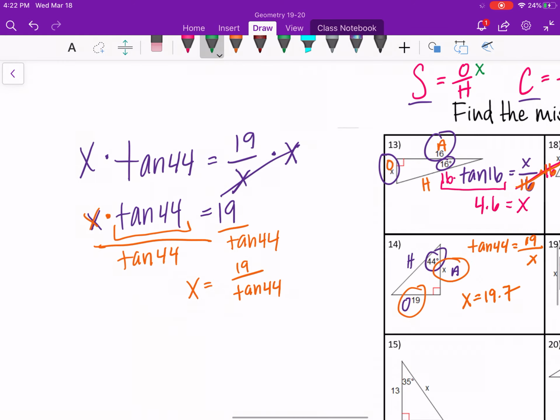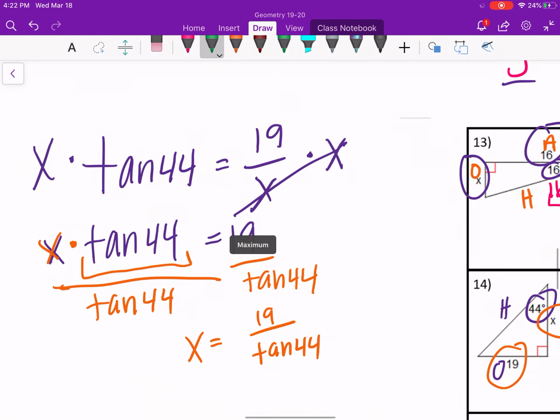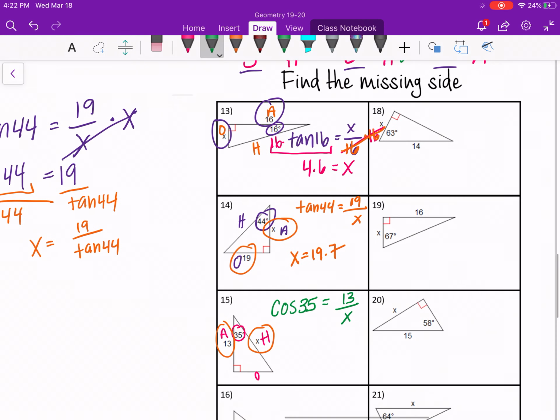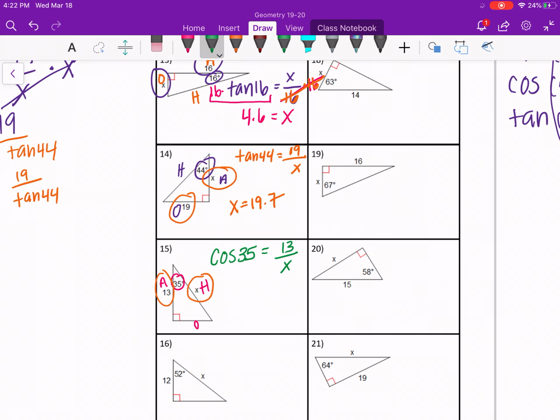So you may be looking at this and being like, oh, I don't like this. This is confusing. The good news is that I can show you a little trick that makes it really easy when x is in the denominator. You can take these two things and switch them. So I can put x all by itself on the left side and make it 13 over cosine of 35. And we know that at that point we can just type it into the calculator.